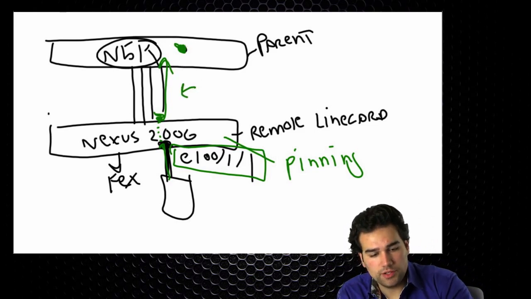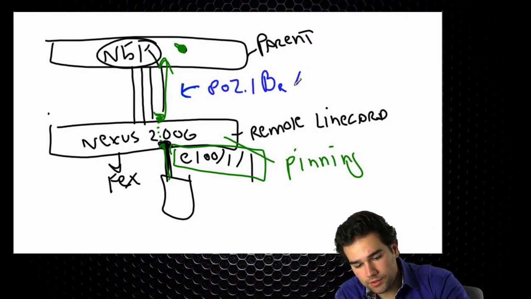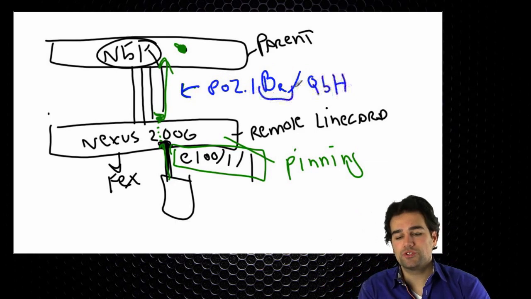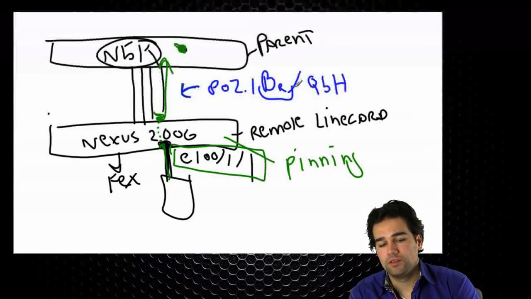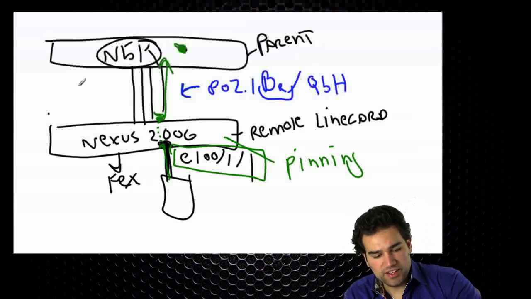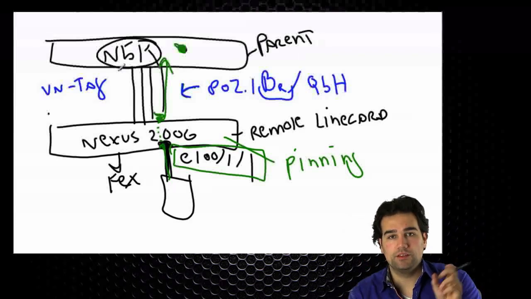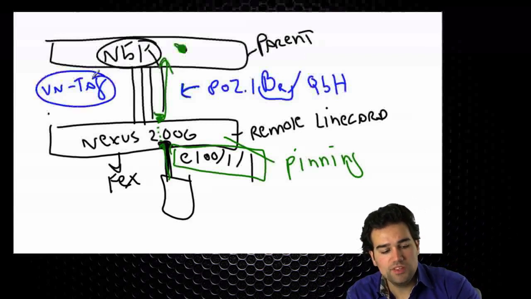The protocol running on this link is the IEEE 802.1BR or QBH standard. So the BR is a newer version of the QBH standard, so that's what protocol they are running. That protocol introduces another header in my Ethernet frame, or a change to the header in the Ethernet frame. And that header is called VN tag.